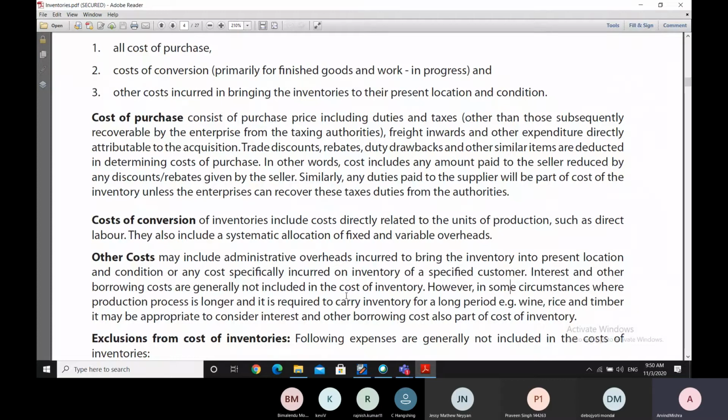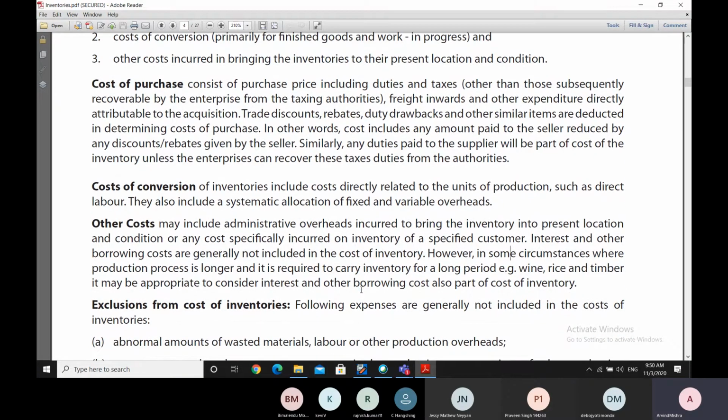Unless you have the liquidity, you cannot invest. If you don't have the liquidity, you will not be able to produce the wine, rice and timber, etc. And therefore, to get the liquidity, you have to take loans, because straight away you are not able to sell the product. When you sell the product, then you get liquidity. But till the time you are selling the product, you have to make the investment. So therefore, in such businesses where wine, rice, and timber are concerned, or other long-term production processes, interest would also become part of the inventory valuation in those cases.